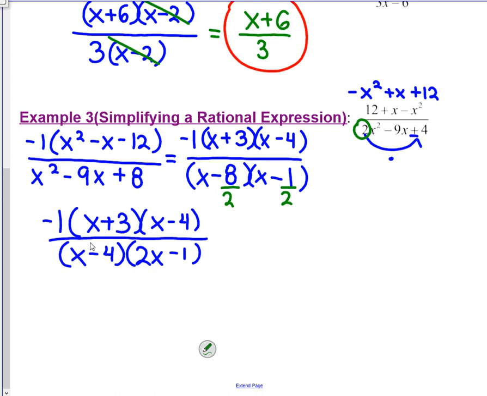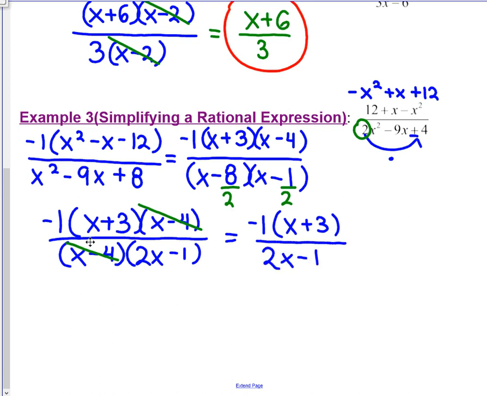Only thing that I see in common that I can pull out is the factor x minus 4, so let's get rid of those. What I'm left with, I don't need to redistribute the -1. Leave it as a -1 out in front of x plus 3. Leave 2x minus 1 in the denominator. That doesn't have to be in parentheses down in the denominator because there's nothing else there. Check off example 3. Nice job with that.